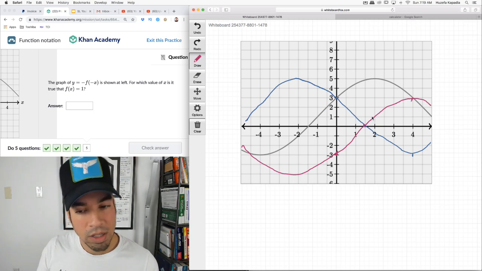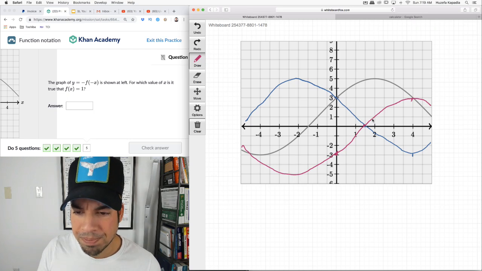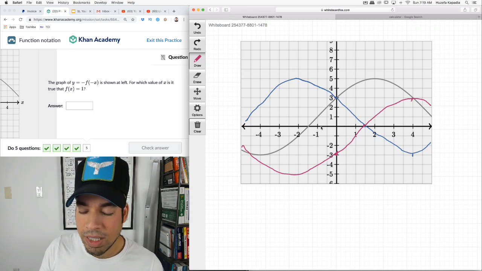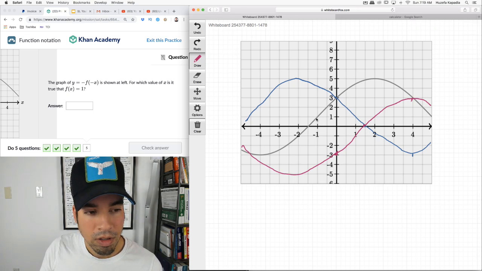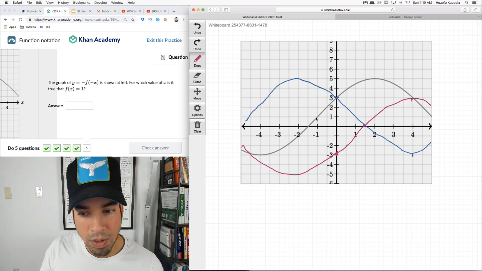I'm trying to see if there's a way to do this algebraically instead of graphically. So in this case, we want to know where it's going to equal x, -x, and we want to know, so let me just think about it for a second.